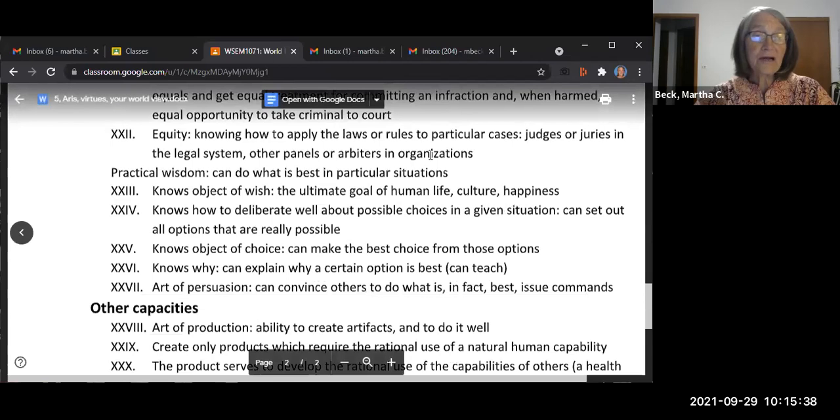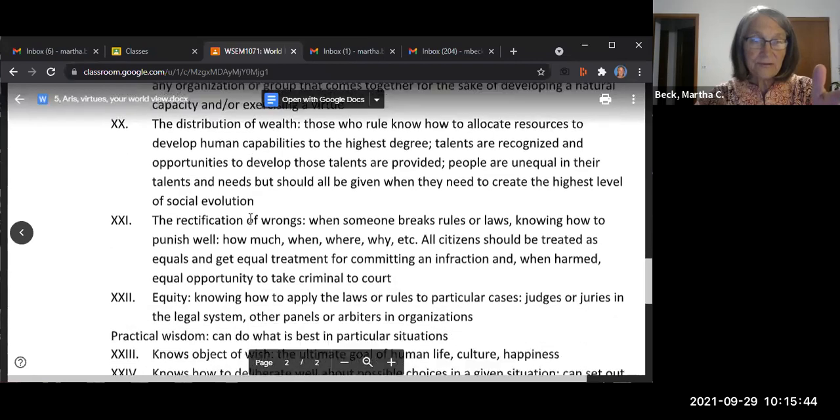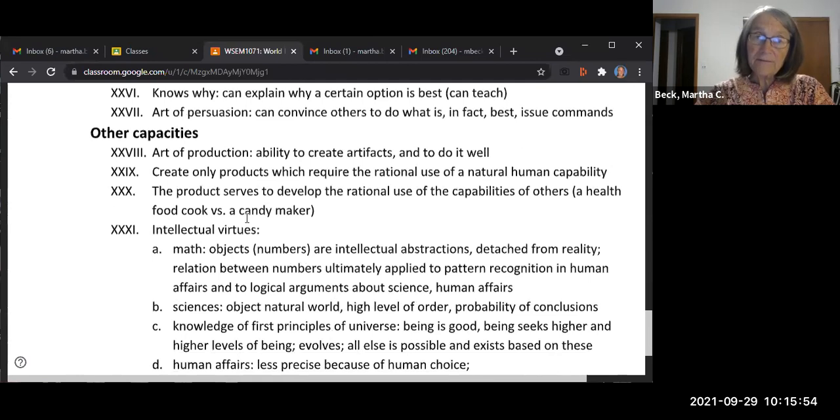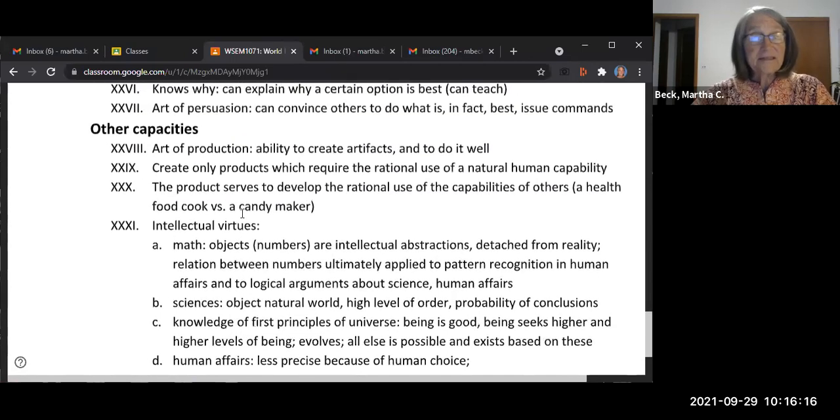Okay, and then practical wisdom is, I mean, everyone can accept that in principle, but who is it that every day in every way makes the decisions that really do form a middle class? And then there are these other capacities, creating products that you sell, and also the intellectual virtues. This is what, in general, students associate with school, the kind of learning where you get a lecture, you get a test, math, science, things like that.